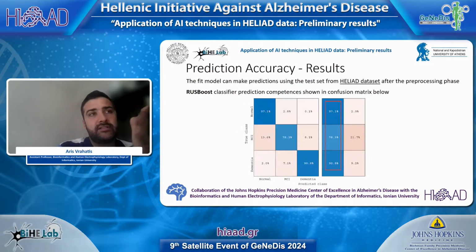So we can see here the confusion matrix and the prediction accuracy of RAS-Boost. We can see that even when we have very difficult, very complex data, we can achieve very good performance using the appropriate algorithm. In each case it is RAS-Boost.